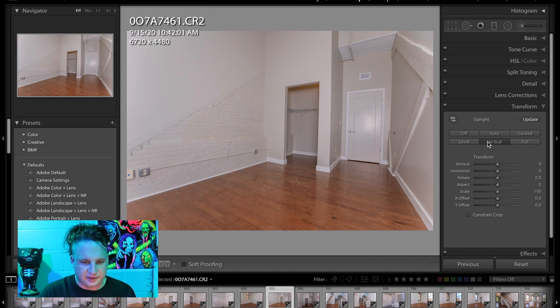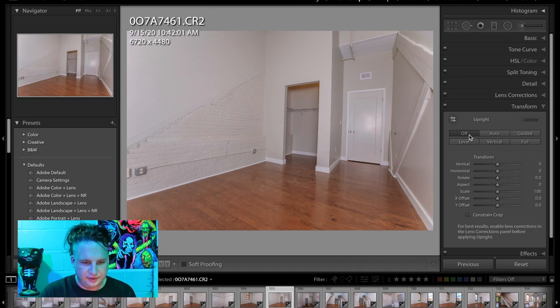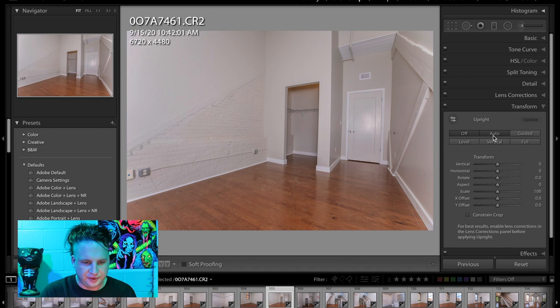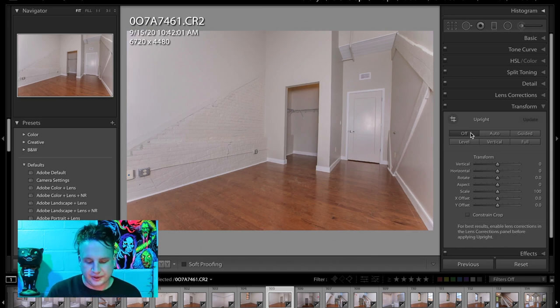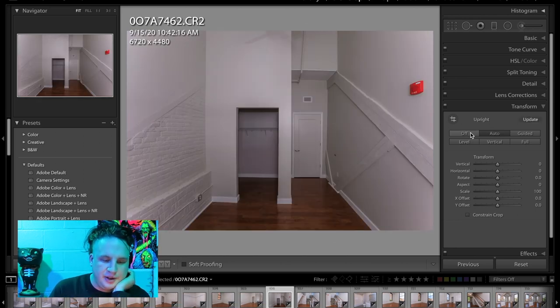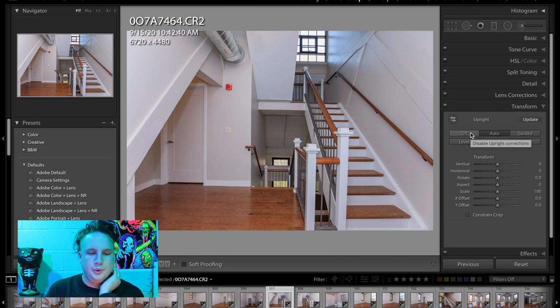So just to show you again, vertical turns it. The way I shot it is correct. And auto also kind of turns it. So we're going to keep with that. Make sure you give it the 3-star rating and go on to the next. I'm just going to go through these as quick as possible.